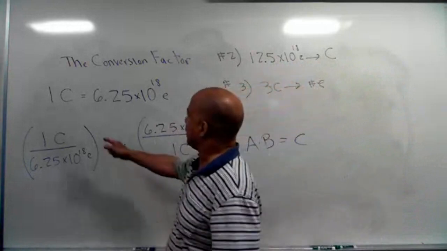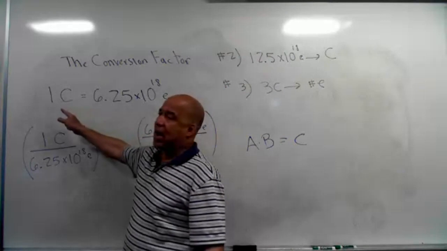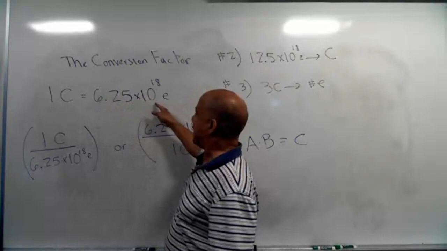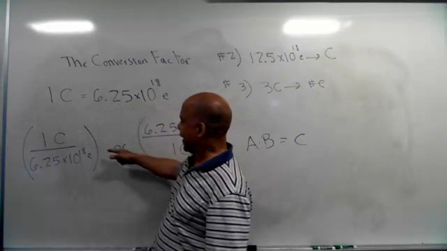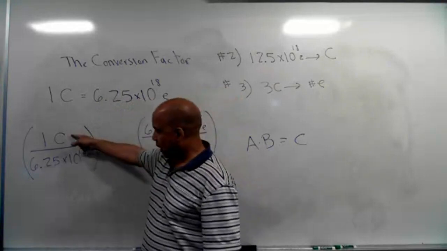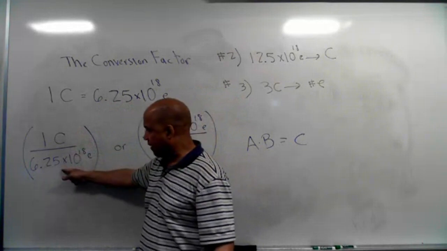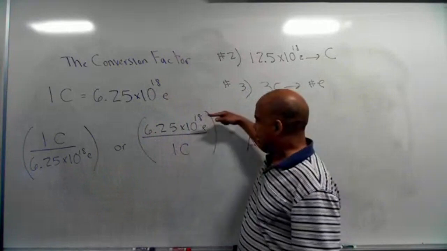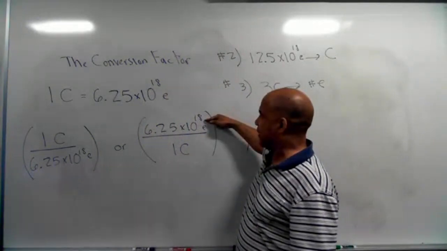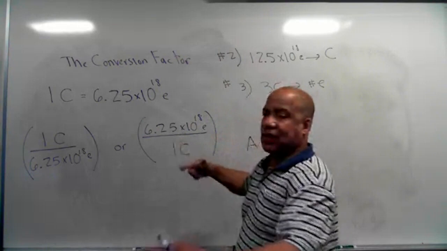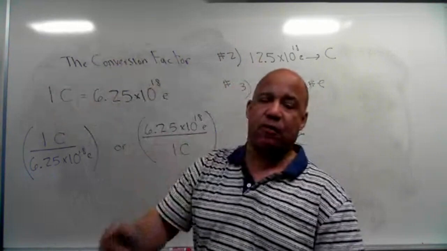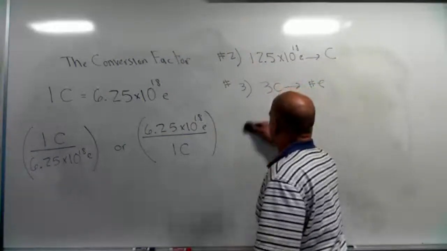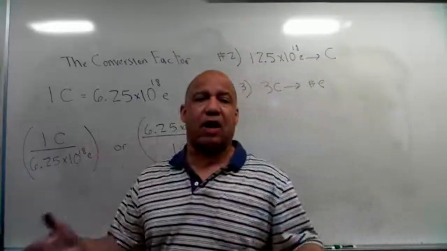And what you do is you get an equality like this. This is an equality that says 1 coulomb equals 6.25 times 10 to the 18th electrons. I can write it as a fraction: 1 coulomb is the same as 6.25 times 10 to the 18th electrons. Or I can write it the other way: if I have 6.25 times 10 to the 18th electrons, I've got 1 coulomb. I can write it as a conversion factor one way, or flip it over. Then you can use that conversion factor to help you cancel units in the right way to solve a problem.